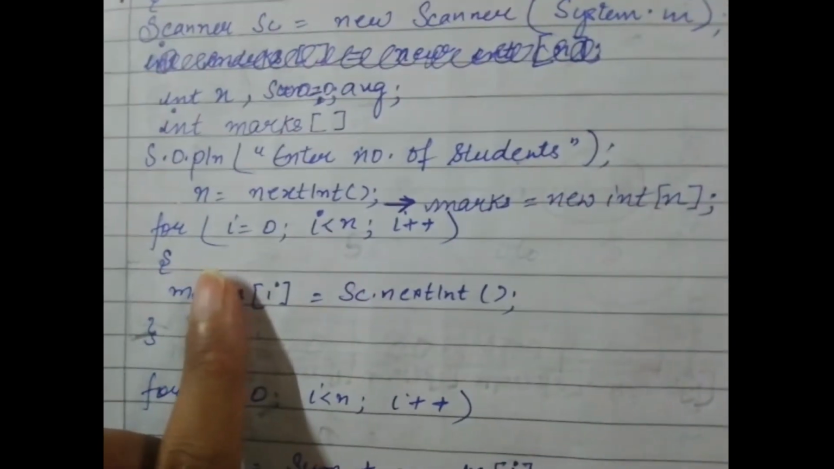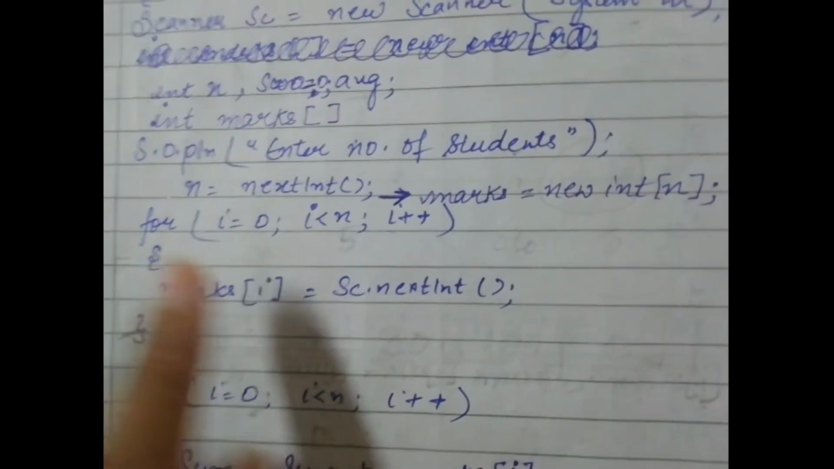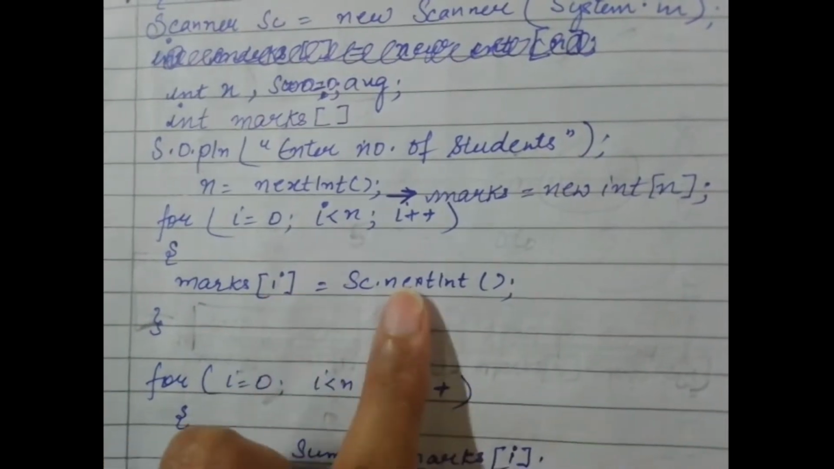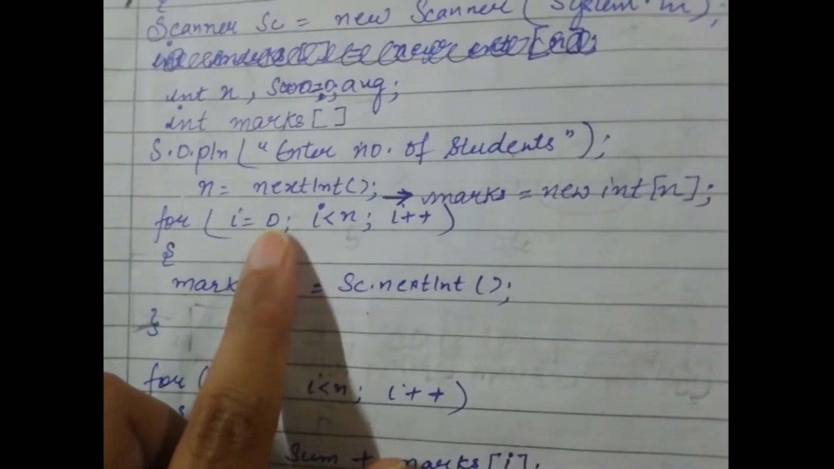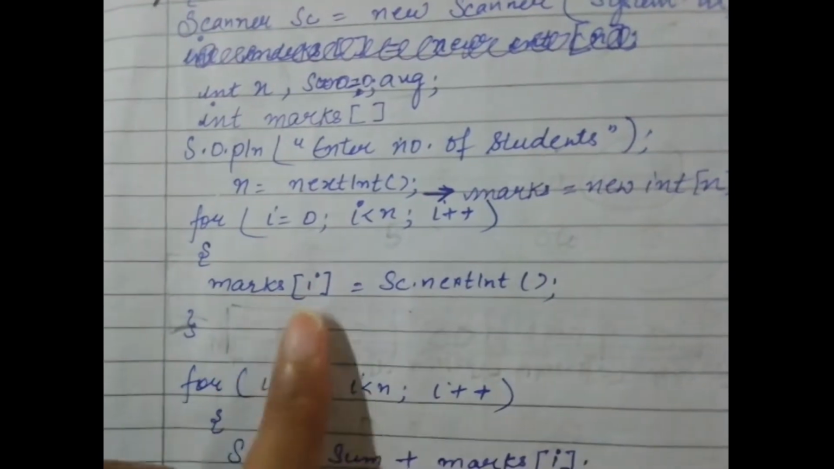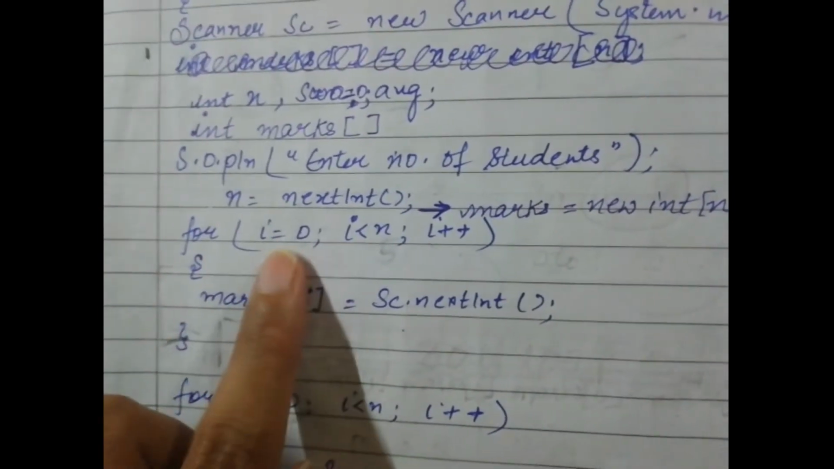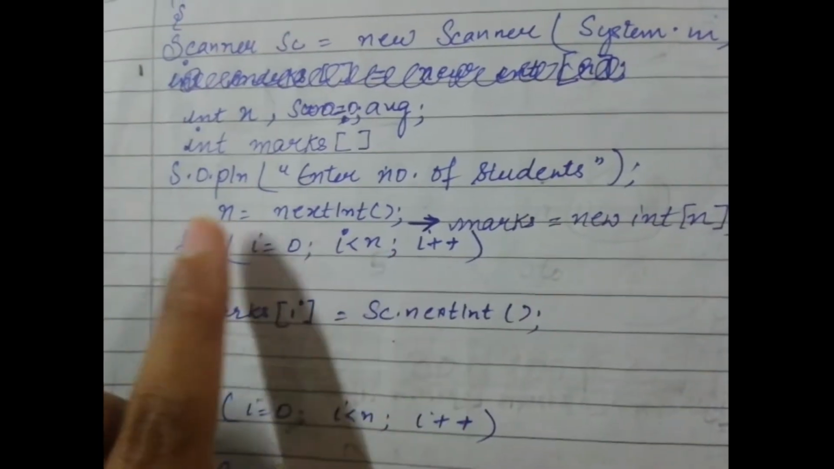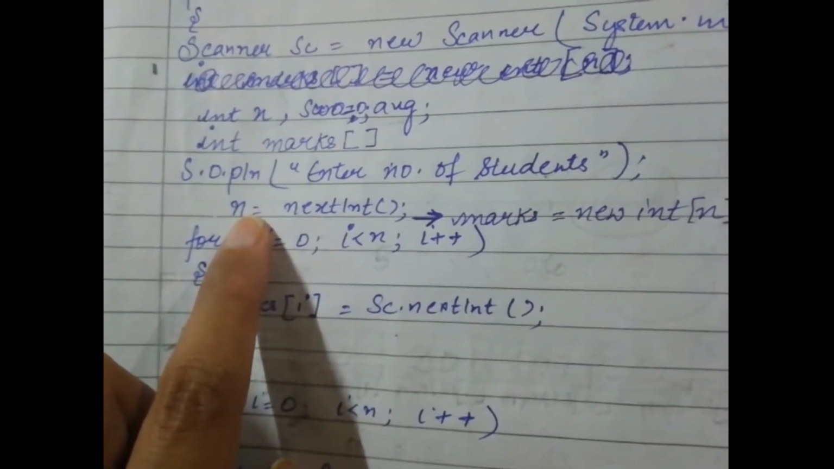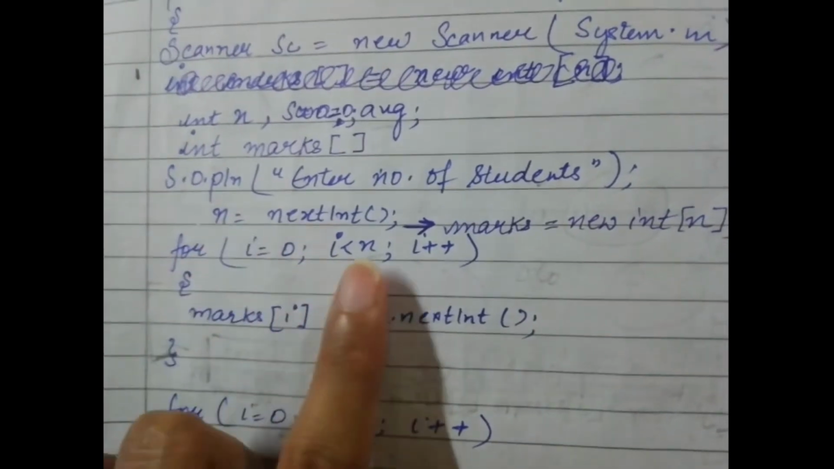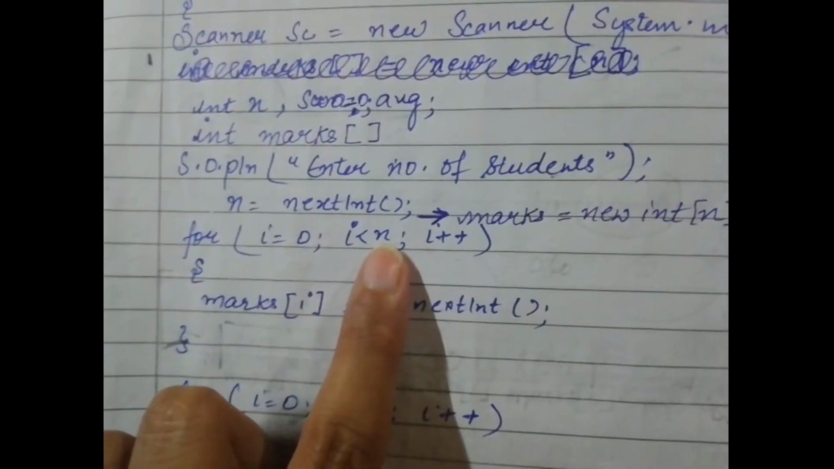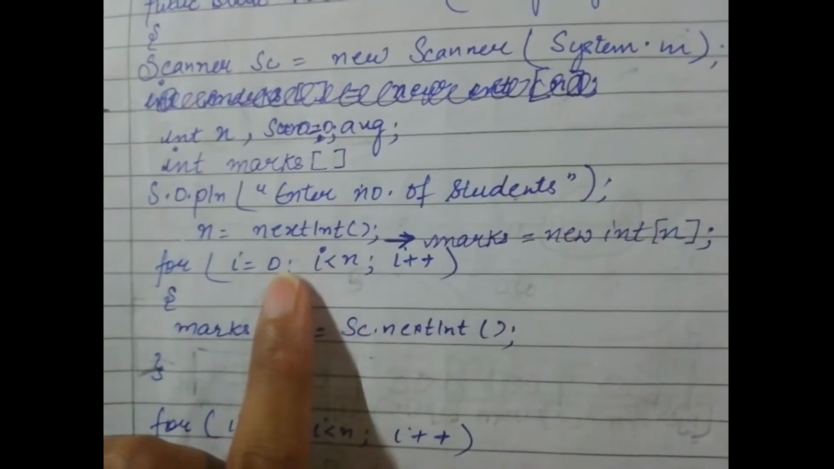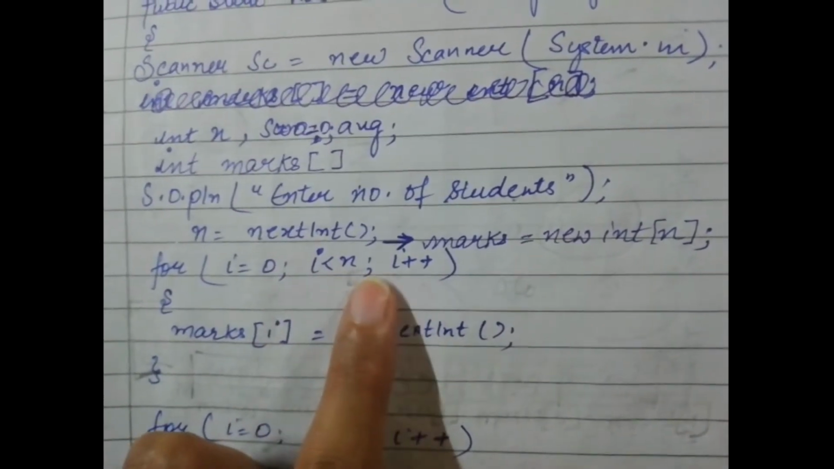So there is a loop. What actually this loop does, it takes the value from the user and inserts them into an array. So let's execute this loop. i equals 0. 0 is less than what is the value of n. The n value will be entered by the user as I told you earlier. Here n will have the same value that the user enters. Suppose user has entered 5 here. So i equals 0. 0 is less than 5.